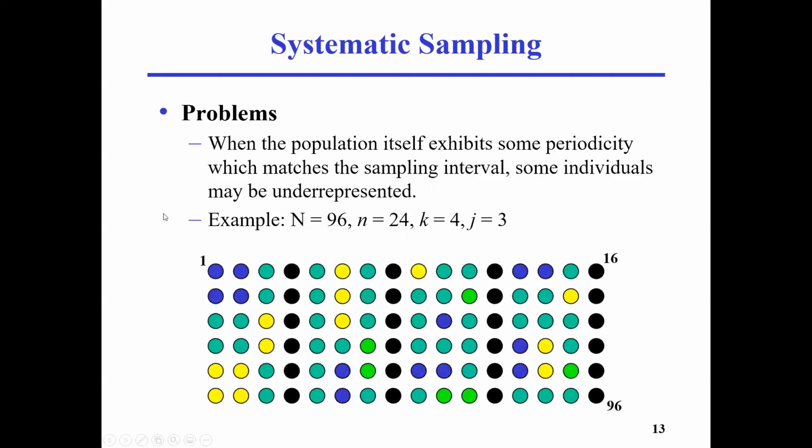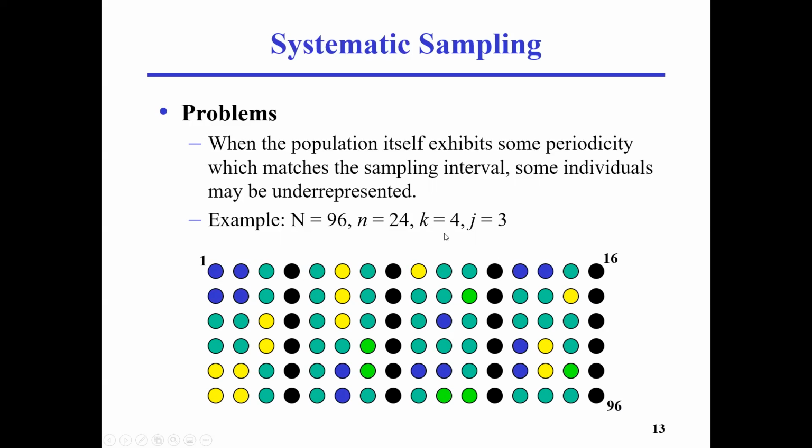So here is the example. Let's just say we have 96 circles here, each one with a specific color. Could be blue, could be green, could be black, could be yellow, right? So each row is formed by 16 individuals. And we have 1, 2, 3, 4, 5, 6 rows. So totally we have 96 circles here.